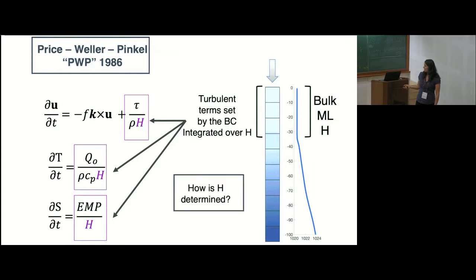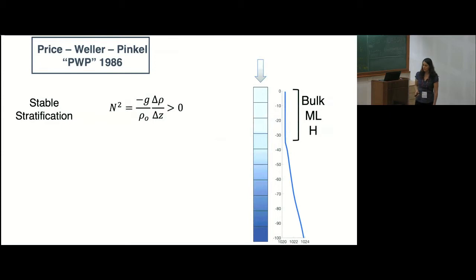So the key here is determining what H is, and PWP has a system for doing that. They basically check 3 different criteria. This is, by the way, the 1D mixed layer modeling group is exploring PWP right now, so you're going to be hearing more about it throughout the week.